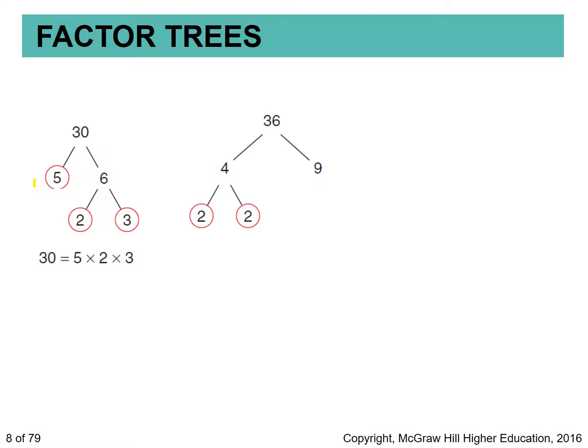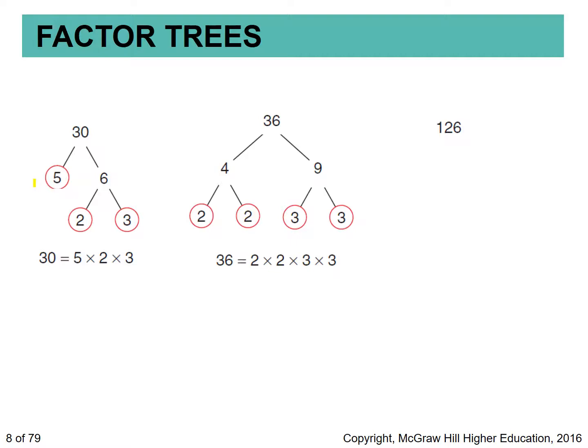Well, neither 4 nor 9 is prime, so I'm going to divide 4 up into 2 times 2. Those are both prime. And I'm going to take 9 and divide it up into 3 times 3, which are both prime. So I have that 36 is equal to 2 times 2 times 3 times 3.